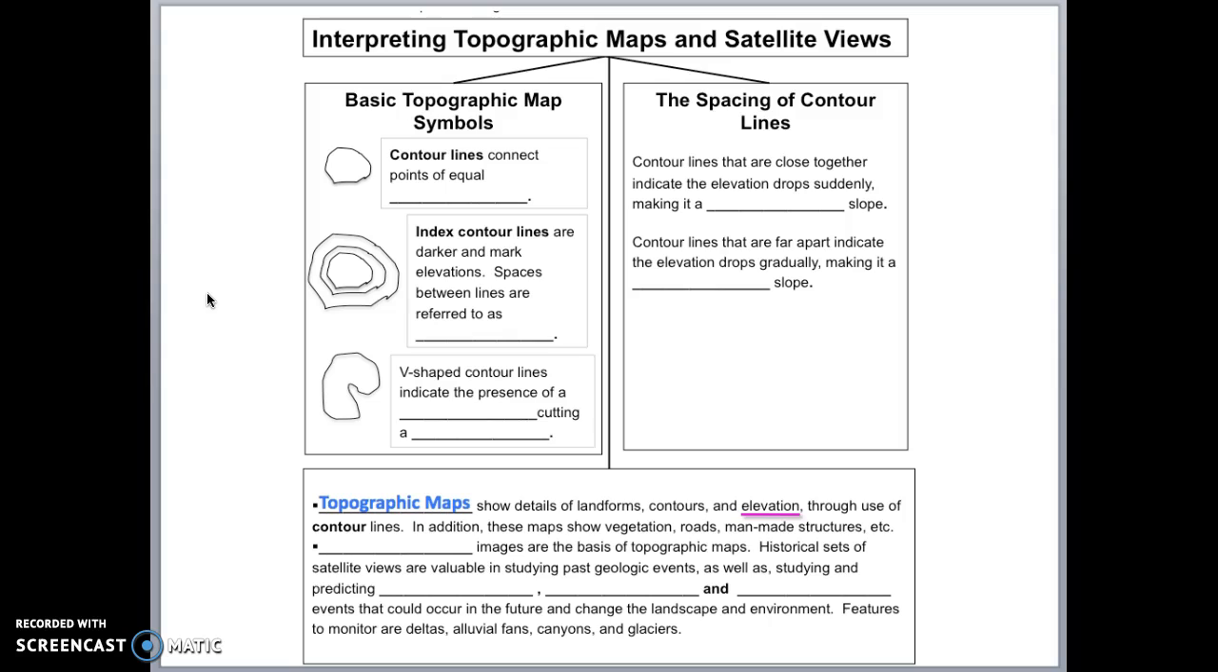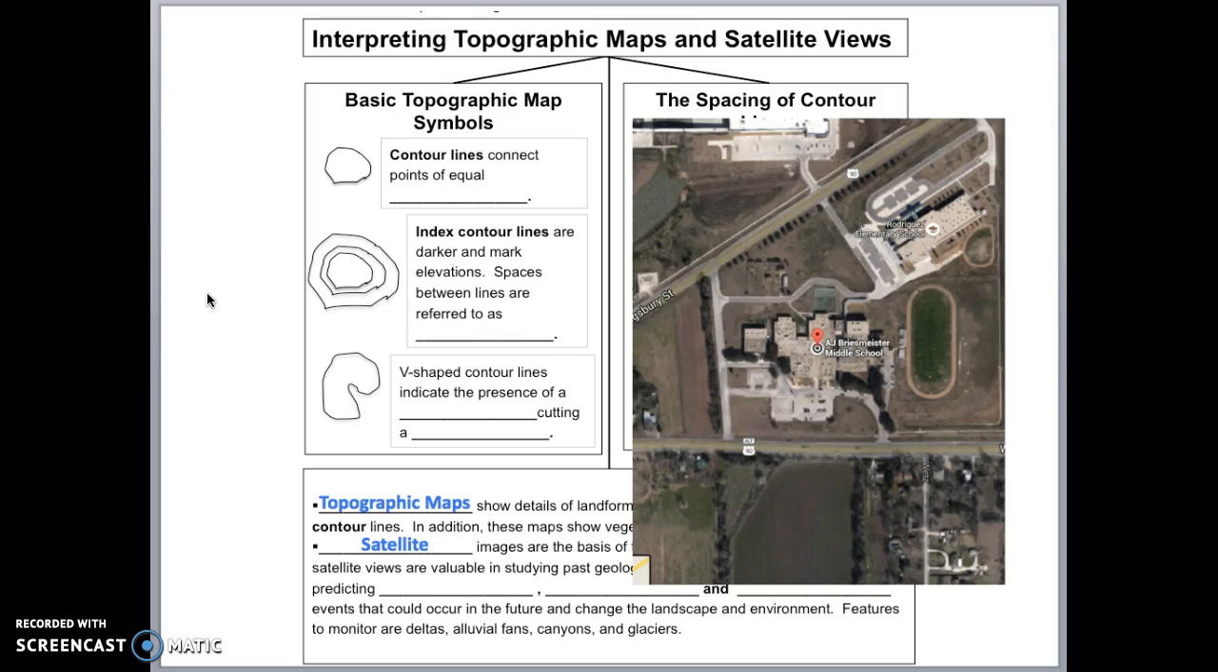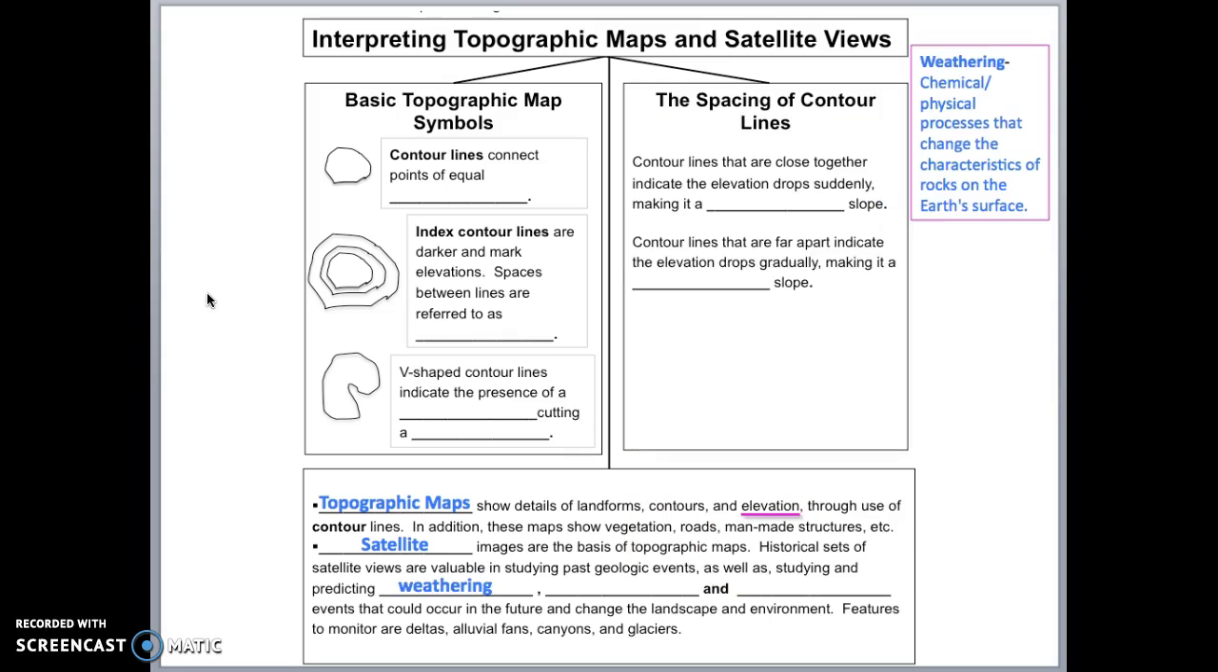Another type of map that we have are satellite images. These are ones you're probably used to seeing on things like Google Earth. These are the basis of topographic maps. They look probably something like this. Here is a satellite image of Breezy. There's our track, there's Rodriguez behind us. So this is a satellite image. And these satellite views are valuable in studying past geologic events, as well as studying and predicting weathering.